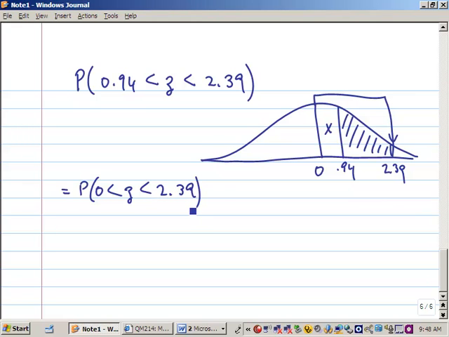Alright, so that's, as I said, too big. How much is it too big? Well, the area from 0 to 0.94 needs to be subtracted from that. Both those values can be found from the tables. If you're comfortable with the table already, go look at the tables yourself, pause the video, and find the numbers and work that out. But I'll continue right now.